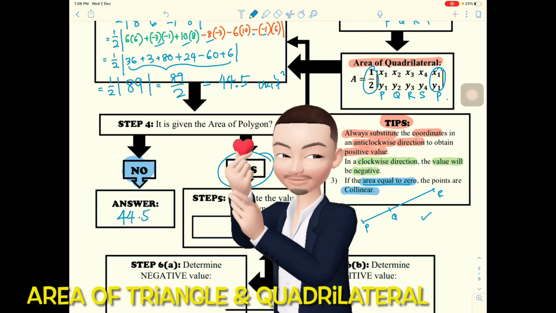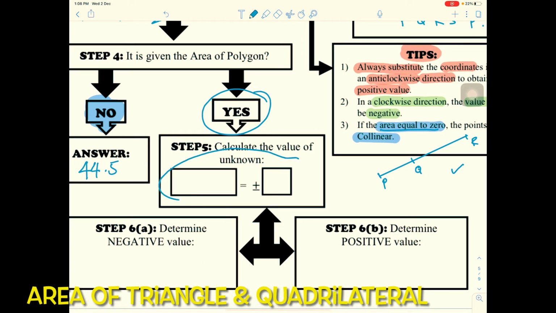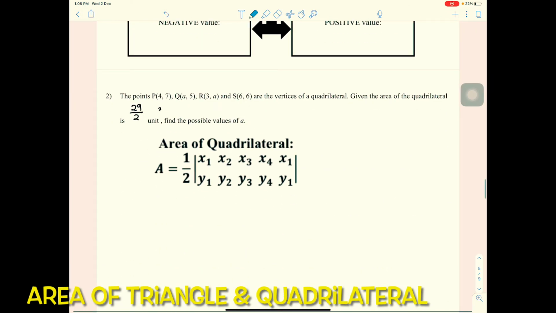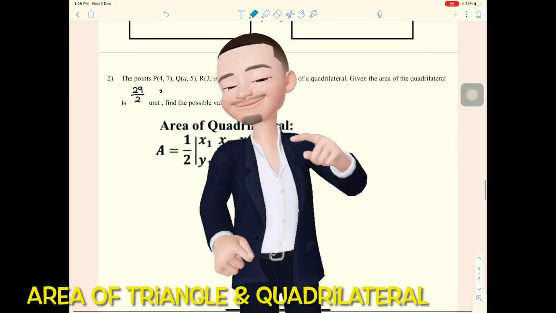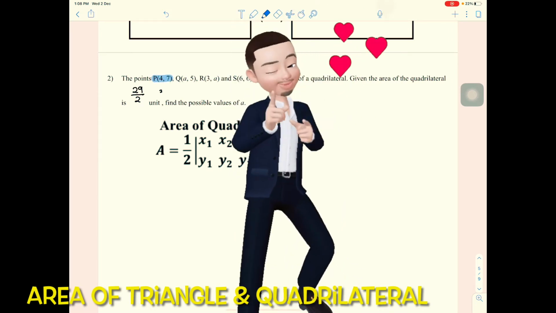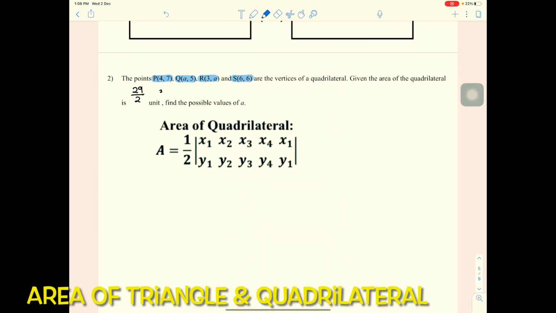If the area of a polygon is given, that means we have to use this kind of calculation. Okay, next example question. Point number 2: the points P, Q, R and S are the vertices of a quadrilateral. Given the area of the quadrilateral is 29 over 2 unit squared, find the possible value of A.